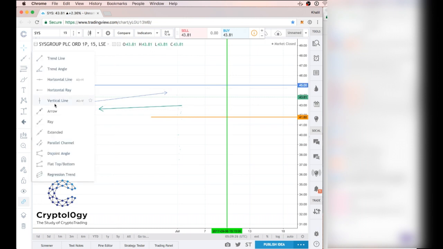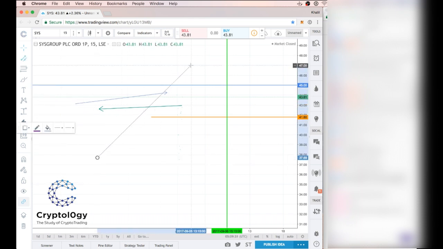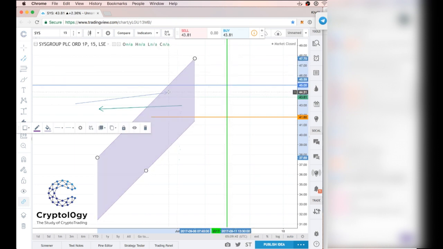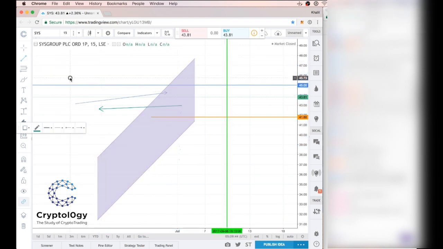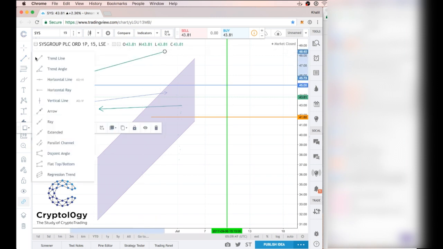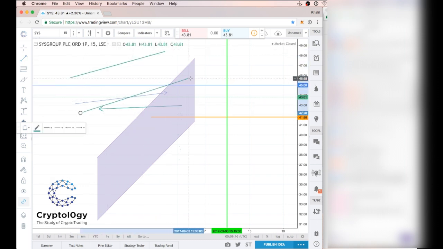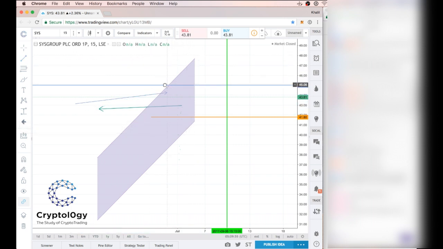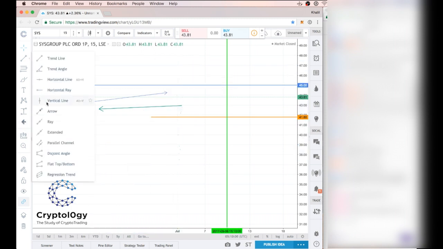What else? Extended parallel channel. I do use this a lot. So let's say you have a channel. You can see, it just keeps everything parallel. It's actually really neat, so that way you don't have to draw two lines and try to make them as parallel as possible. This is good if you're quick trading too. You can see small channels where it's bouncing up and down, supports and resistances. That's pretty much all I use from this one.